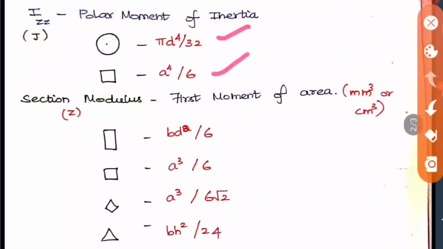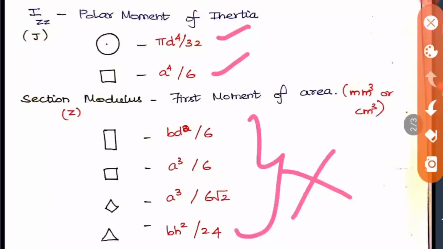And the next thing is the section modulus. It is the first moment of area and the unit is mm cube or centimeter cube. Generally for a rectangle it is b d square by 6, for a square it is a cube by 6, for a diamond shape it is a cube by 6 root 2, and for an equilateral triangle it is b h square by 24. These values are very important. They have asked this directly in the objective questions.